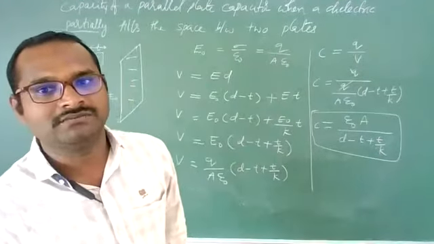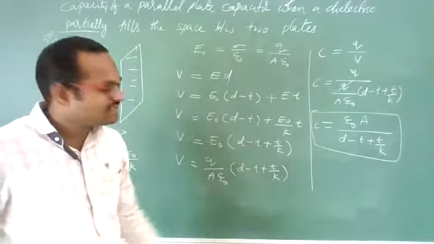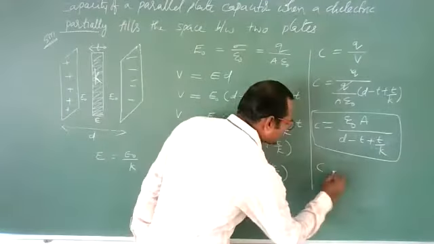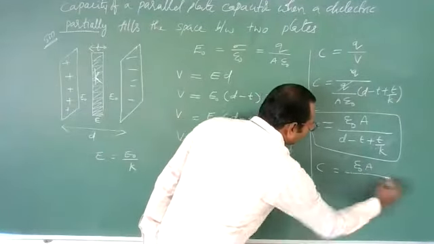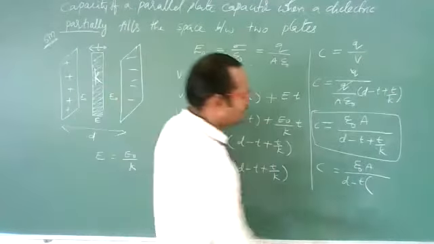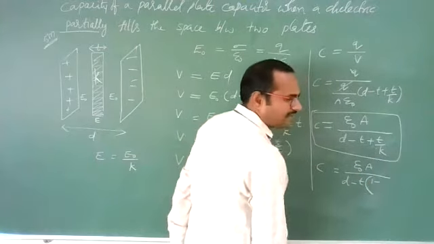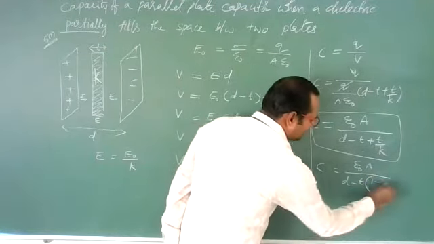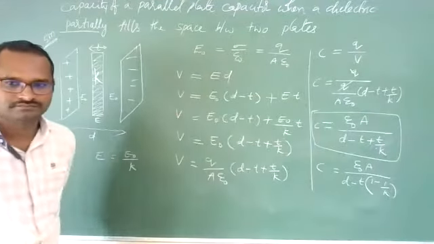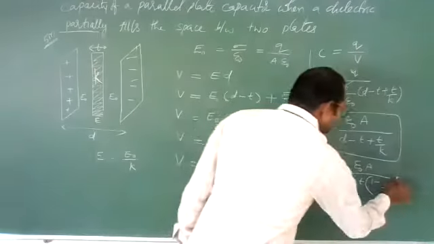Not only for the board exam, it is for competitive exams also. See the previous year questions, direct questions like this have been asked. Or this can be written as epsilon naught A divided by d minus t, taking t common. Here the minus is also taken out, so inside you get 1, and minus of minus becomes plus, giving 1 by K. Clear, students? You need to remember this also.